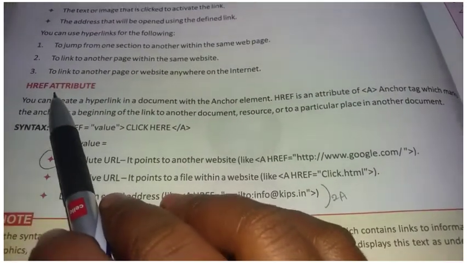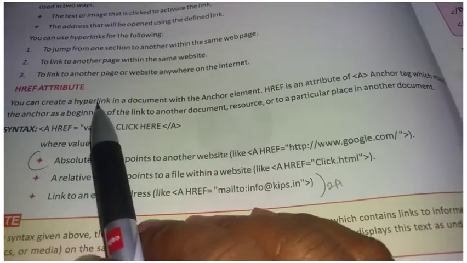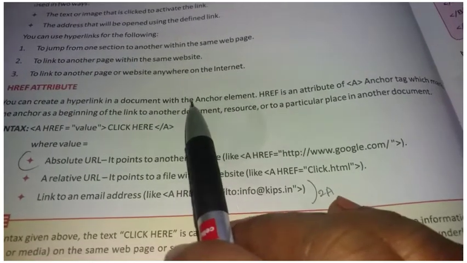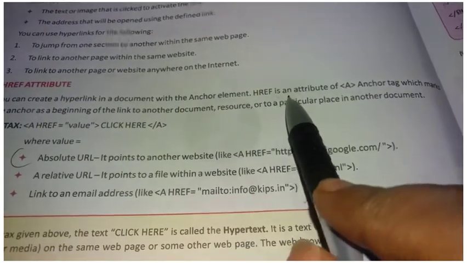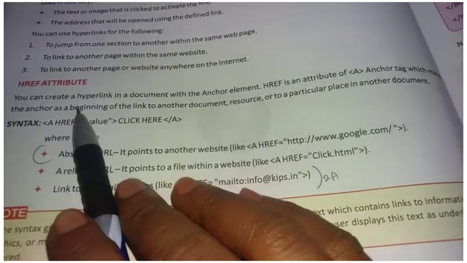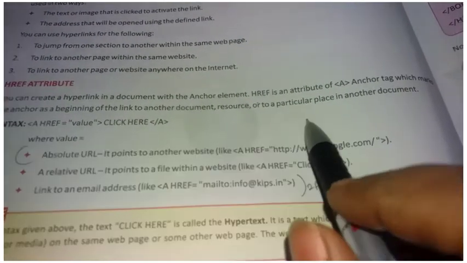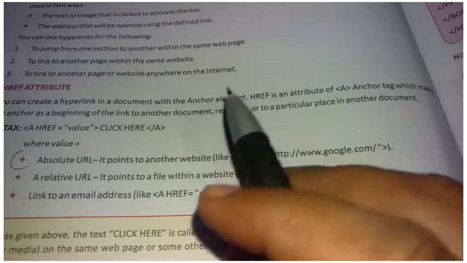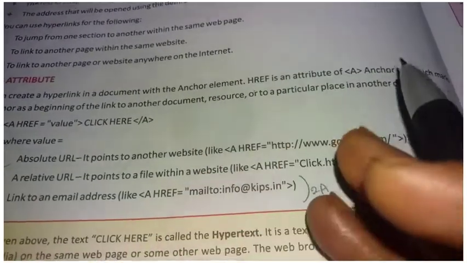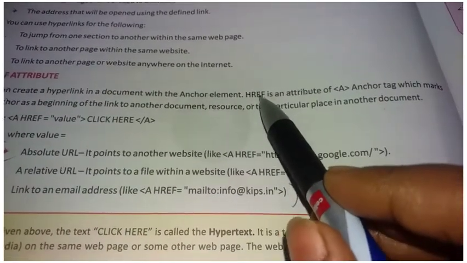Now, href. Href means, listen to this one. You can also create a hyperlink in a document with the anchor element, the a tag. Href is an attribute of the a tag which makes the anchor the beginning of a link to another document, resource or a particular page in another document. How we write the source for the image, the path for the image, how we describe, like that. For the a tag we have to give a path reference.